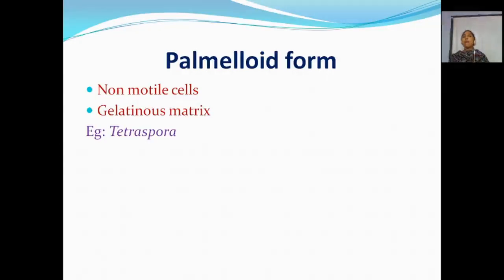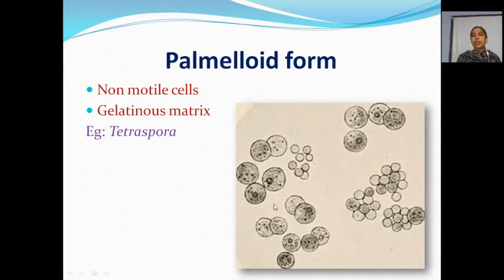The next is the palmelloid form. They are all non-motile cells in a gelatinous matrix. They will live as such for many years in the gelatinous matrix, and that is known as palmelloid. An example is Tetraspora. They aggregate like this. They are usually non-motile cells.